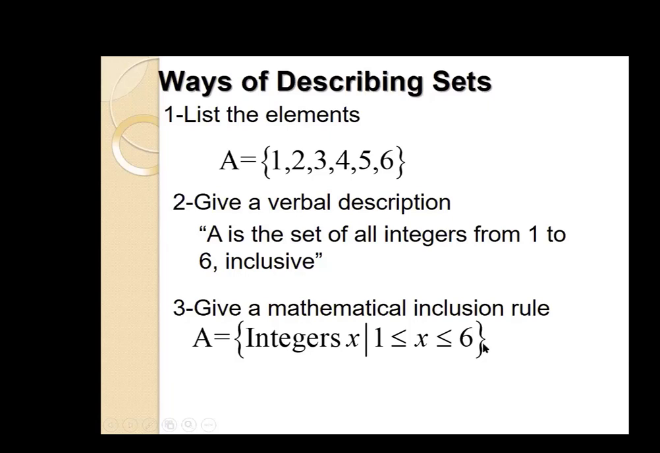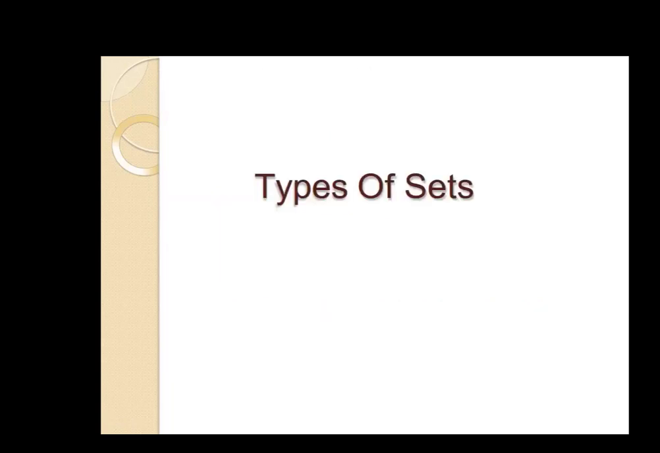Means x comes in between 1 and 6. It can also be read like this. So this form of representation of a set is called the mathematical inclusion rule or set builder notation. I hope these three main ways of describing a set are clear. Now we will move toward the types of set.